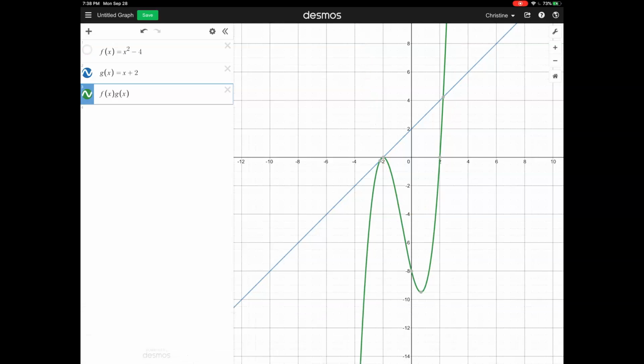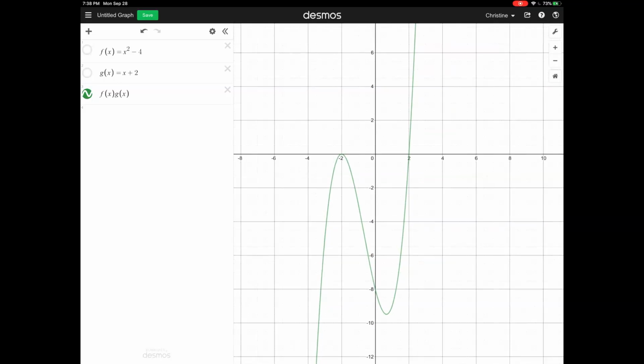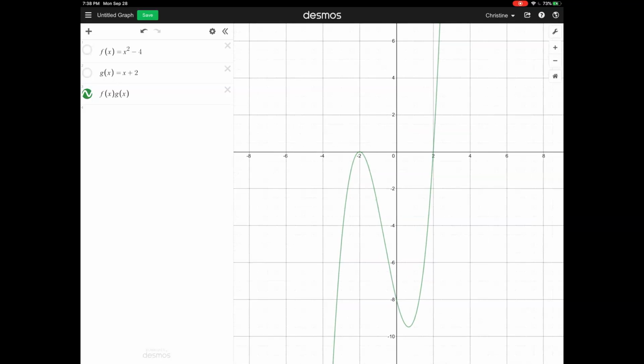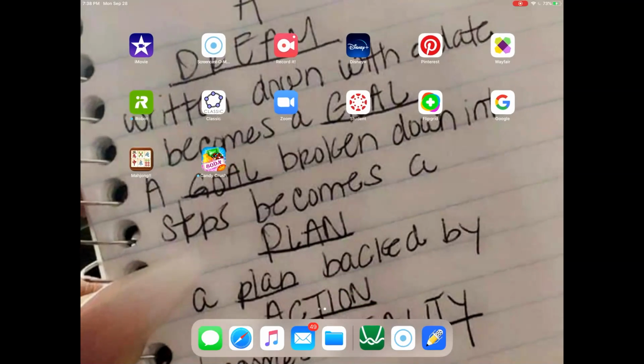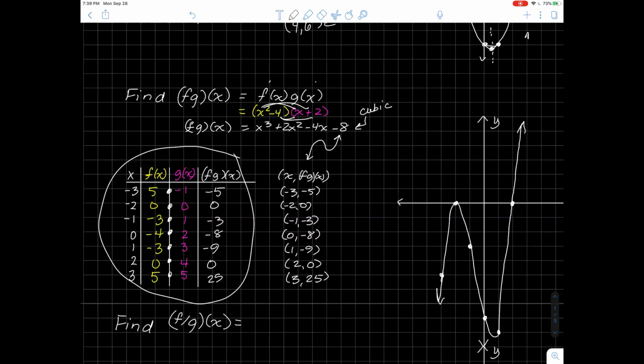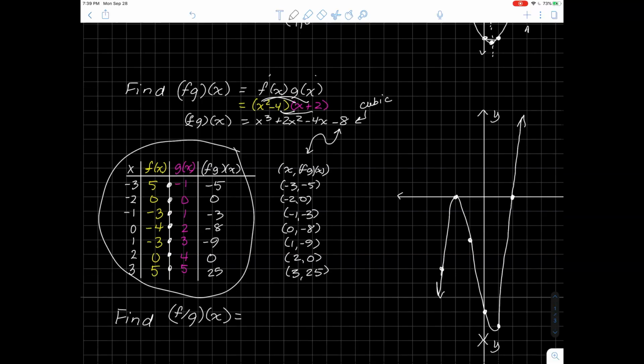So I'm going to turn off the red graph and the blue graph, and let's see. I think I got actually pretty close. So there's that turning point at 2, 0. There's that point at 0, negative 8. And then there's a point here somewhere at 1, negative 9. And then we have another point there at 2, 0. So we got pretty close to the actual look of that. It's pretty difficult actually to multiply these functions and draw a pretty accurate graph, but we did pretty good there.